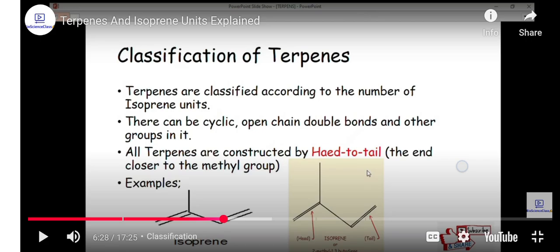So, citral is the best example for the open chain one. All terpenes are constructed by head to tail joining of isoprene units. Example: head, tail, isoprene.